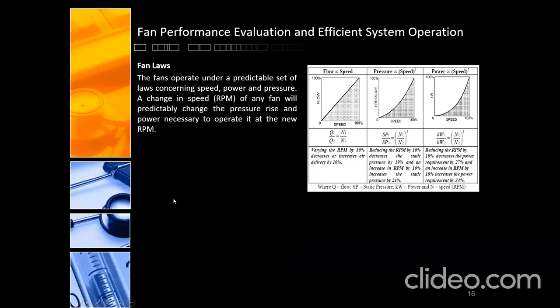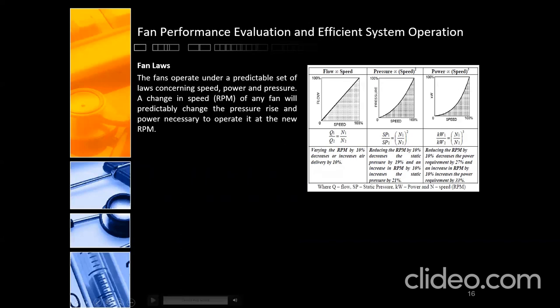The fans operate under a predictable set of laws concerning speed, power, and pressure. A change in the speed RPM of any fan will predictably change the pressure and power necessary to operate it at the new RPM. So, dito, flow is proportional to speed. Meron tayong Q1 over Q2 is equal to N1 over N2. Pressure is proportional to speed squared. So, this becomes SP1 over SP2 is equal to N1 over N2 squared. Then, power is proportional to speed cubed, or kilowatt 1 over kilowatt 2, or horsepower 1 over horsepower 2, equals N1 over N2 cubed. So, yung tandaan dyan yan, eh?